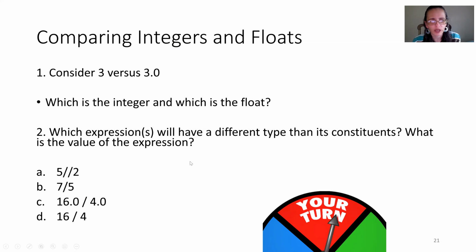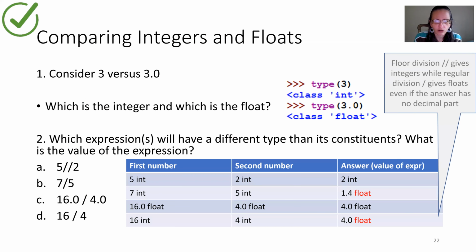Which expressions will have a different type than its constituents, and what is the value of the expression? I'm actually going to go ahead and put this up for you here because I've made this convenient little chart. Here is our first number. I've also included all of the types in here for you. So again, we just follow whether or not it's got a decimal, and also for the second number here. And then we take a look to see if the answer is going to be of a different type than the parts that were given in the question.